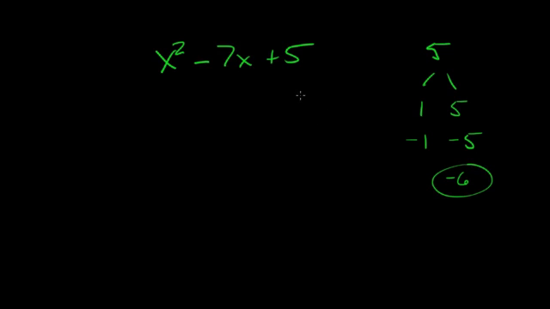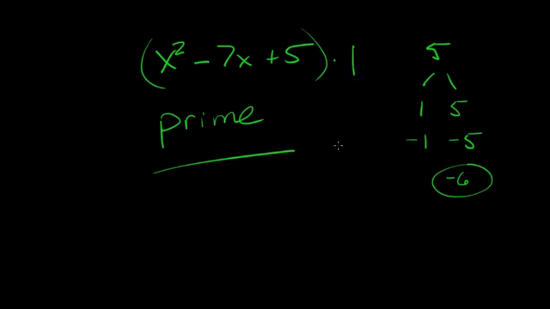If that happens, if I can't find factors that will add up to that middle coefficient, we say that this polynomial is prime, meaning it can't be factored. This is its factored form. In fact, its factored form is the polynomial times 1. So it's prime. So sometimes that can happen.